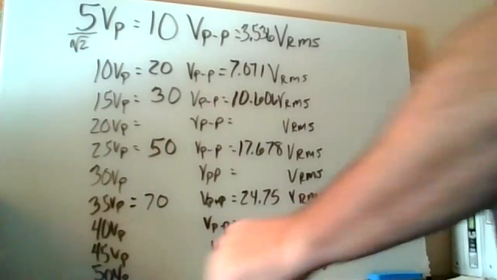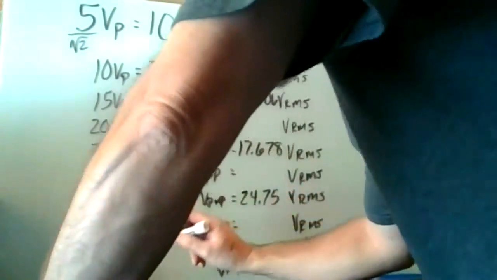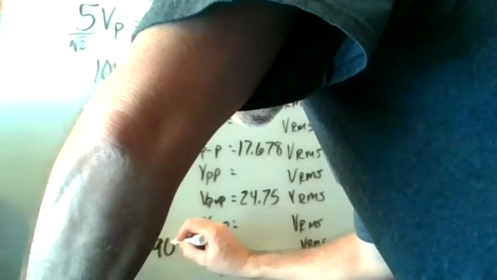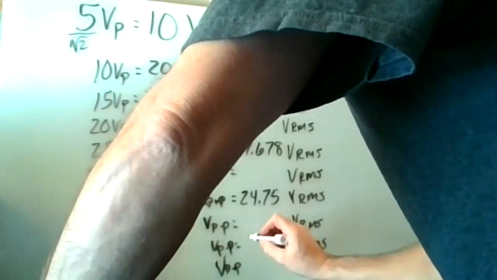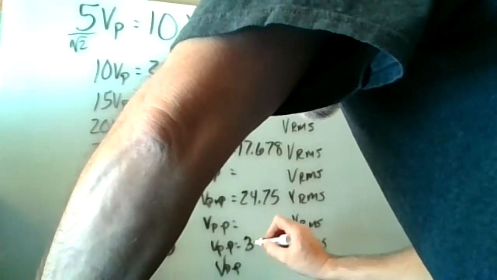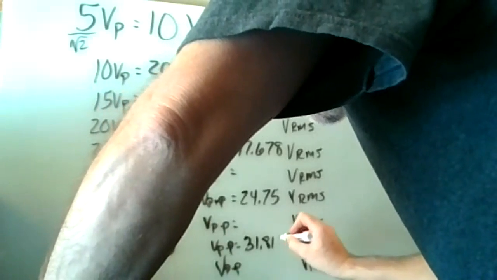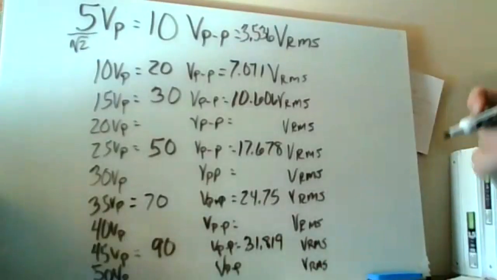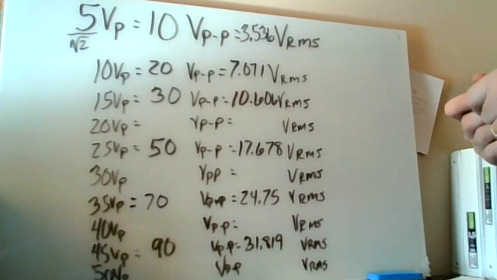I got mine. Okay, who's that? Jason. Which one did you have? 45. Okay, what'd you get? 90 for peak to peak. And VRMS? 31.819. Outstanding.